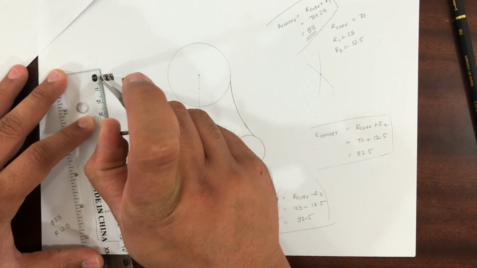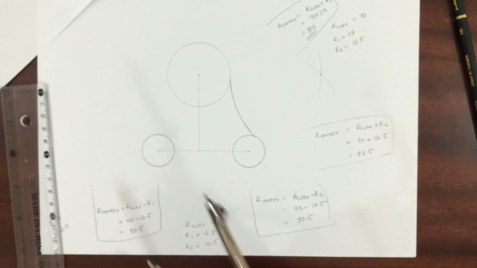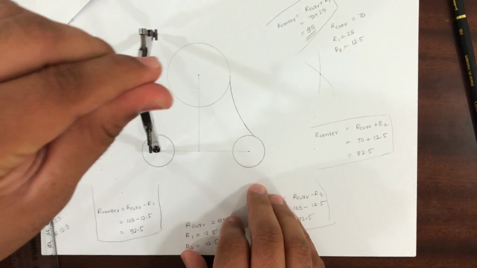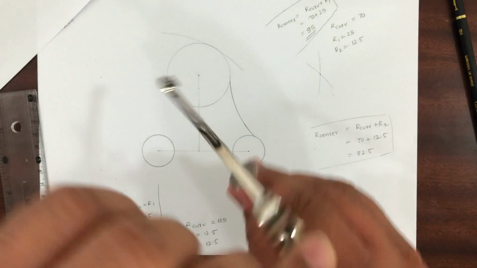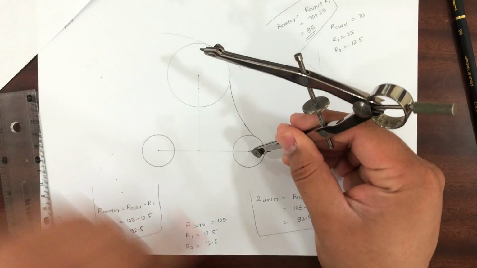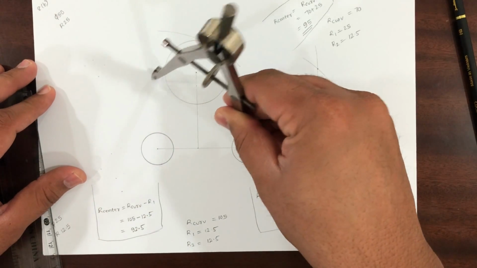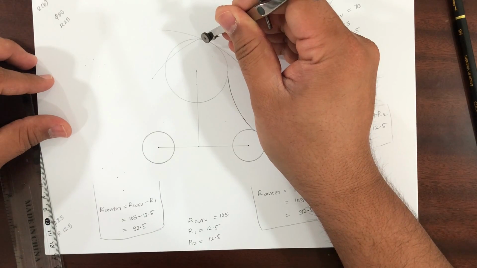Okay, so 92.5, keep it here and make an arc like this. And also from the right side 92.5. Right side is also how much? 92.5. So make an arc like this. So both will be intersected here.